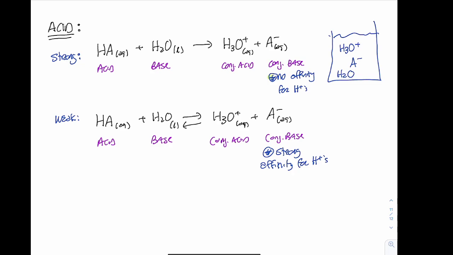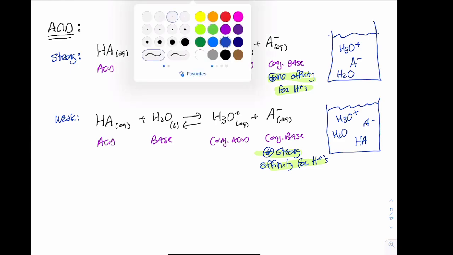So one of the big differences between these. My beaker drawing, I draw the worst beakers ever. I do have hydronium ions, I have my conjugate base, I have some water, but then again, it's going back in the other direction also, so I have some HA, right? I have some of my unionized acid in addition to the ionized version. Because this can exist at equilibrium, right?